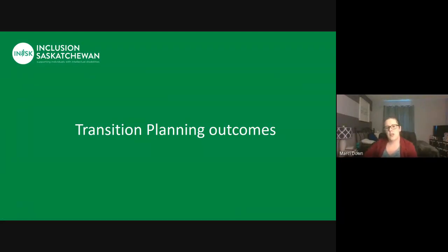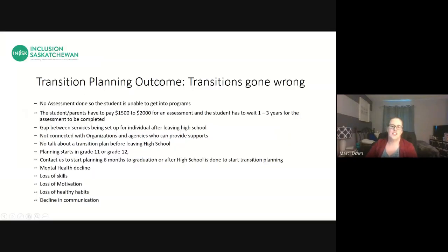So just to give you an idea of some of the transition plan outcomes we've seen: we've seen really bad ones, we've seen good ones, we've seen great ones. It's just different for everyone. But obviously our hope is that people leave and have their supports set up. So, a transition plan gone wrong. These are some of the areas where we can see a transition would not have succeeded.